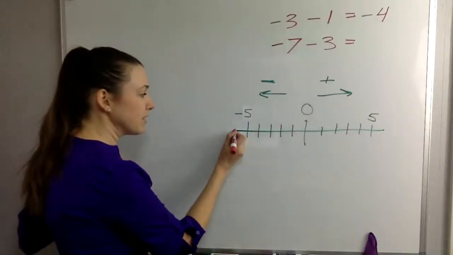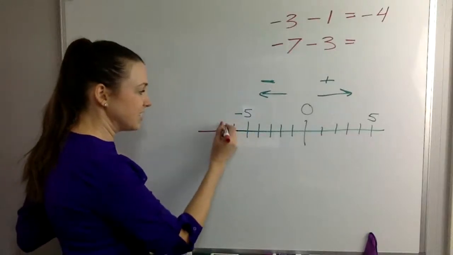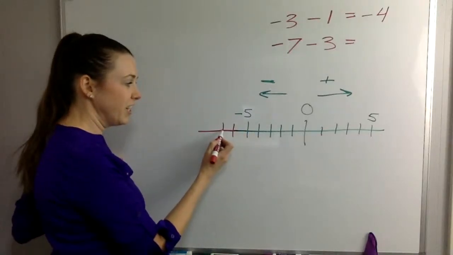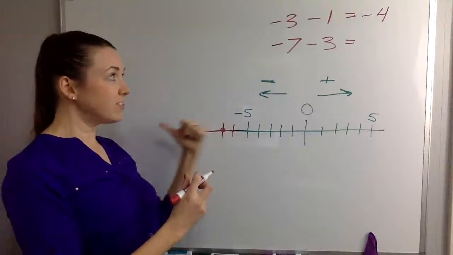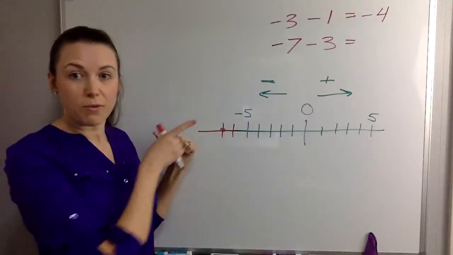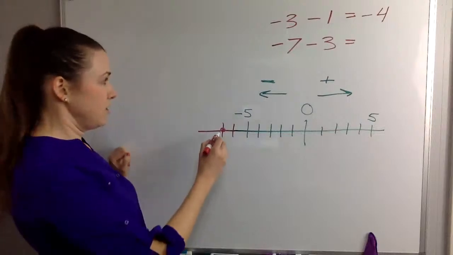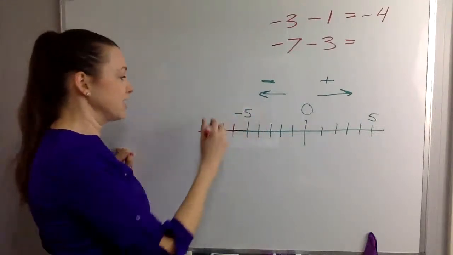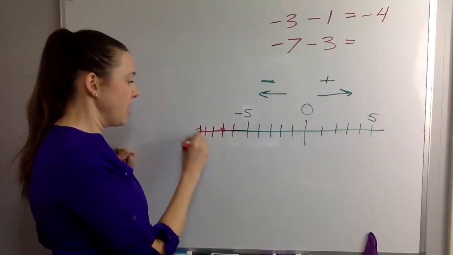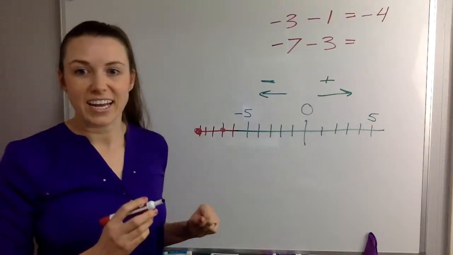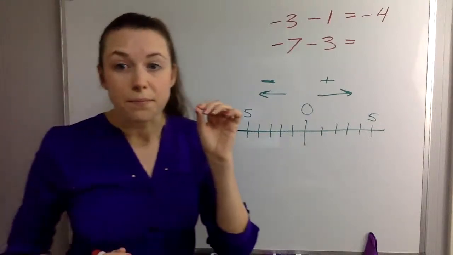Okay, so I'm going to make this a little bit longer. 5, 6, 7. So I'm starting off right here. And then am I going left -3, or am I going right -3? Put it in the chat. What is the answer? I'm going left, right, because it's negative. So 1, 2, 3, and I get here -10 as my answer.